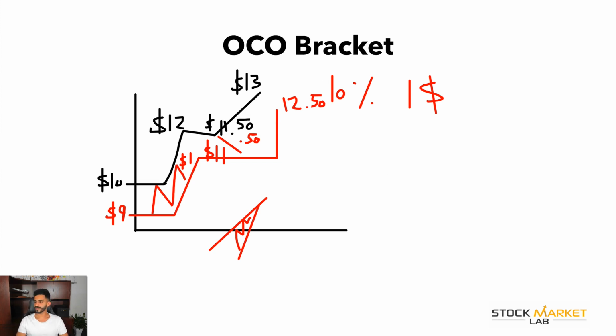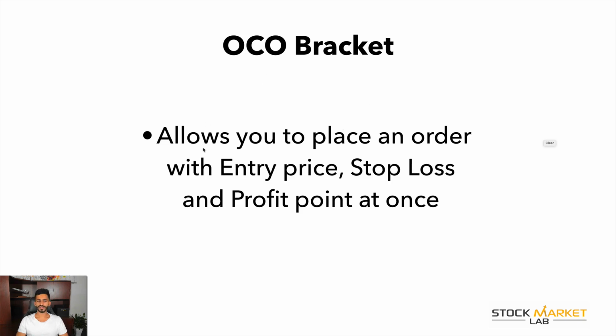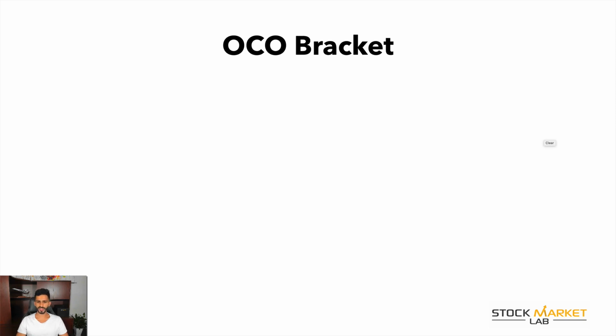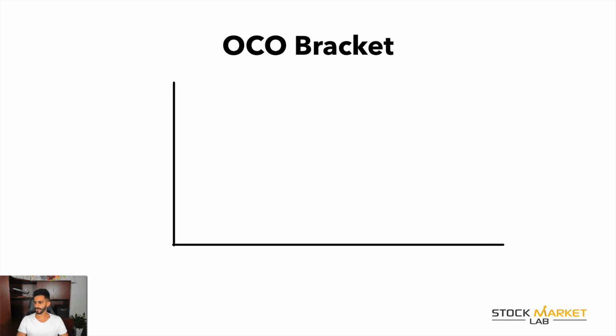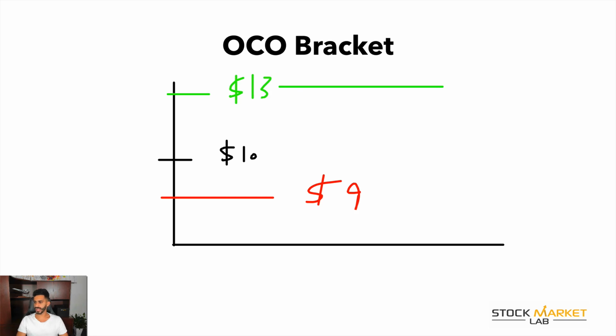Next, we have something called an OCO bracket. An OCO bracket allows you to place an order with entry price, stop loss, and profit point at once. So for example, you can have something like this. You can look at a stock and you can say, you know what? I want to buy a stock at $10. I want to put my stop, right, at 9. I want to put my sell point at 13. What this means is wherever the stock goes first, it will trigger that order for you.